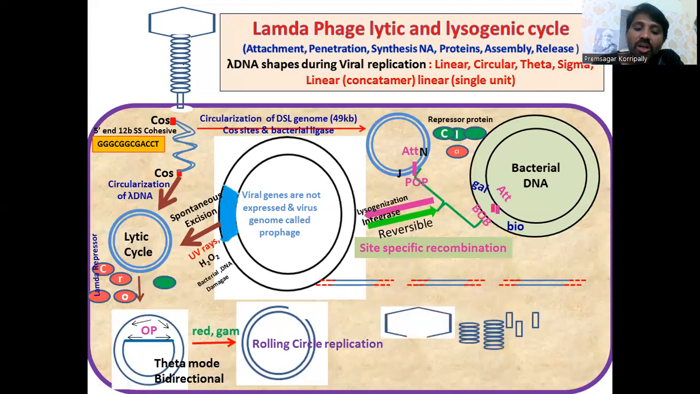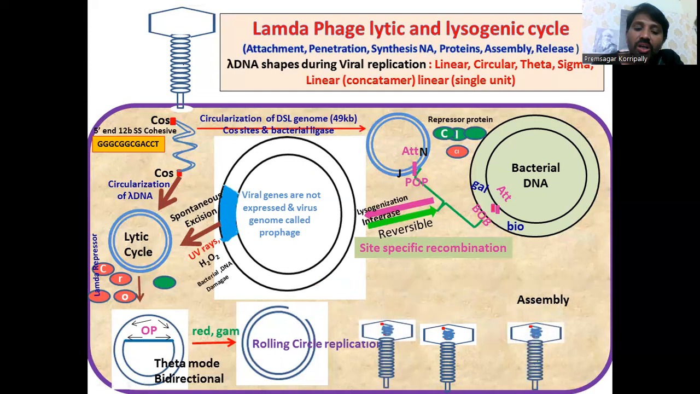Here, protein synthesis takes place, and they assemble to form heads, tails and tail fibers. Now the lambda phage DNA with the cos sites is packed into the head, and then they are assembled to form a viral daughter cell, or viral progeny.